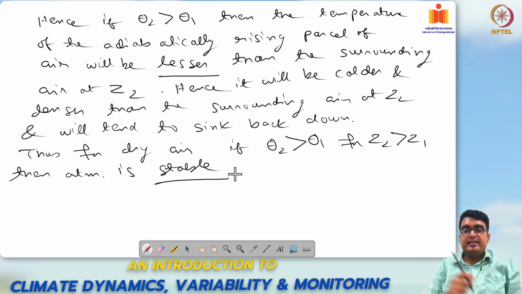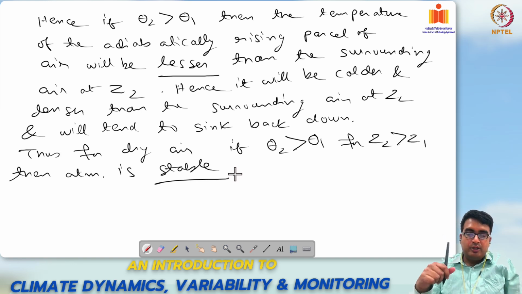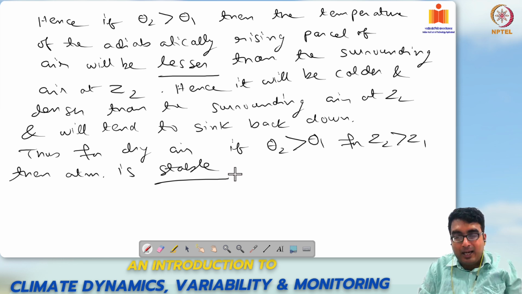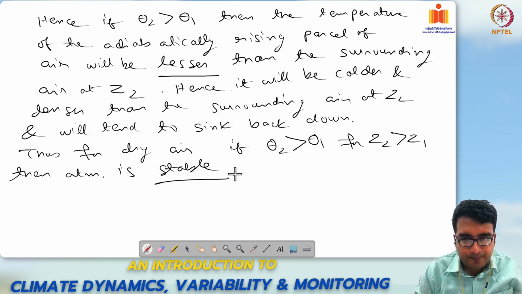Okay. So this is something that we asserted without demonstrating it in the previous class, and now we are showing the demonstration. We have shown now that if the potential temperature gradient is such that for dry air it is increasing with altitude, then we have an atmospheric stability condition, that is, any adiabatically rising parcel of dry air will be colder than its surroundings and hence will tend to sink back down. Hence, large scale convection currents cannot form. Okay.